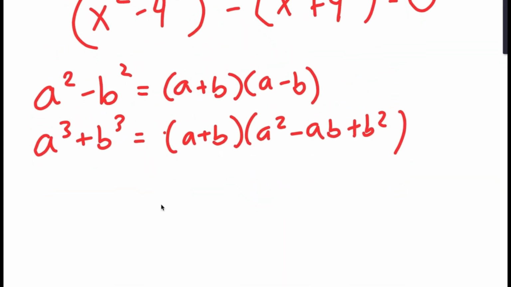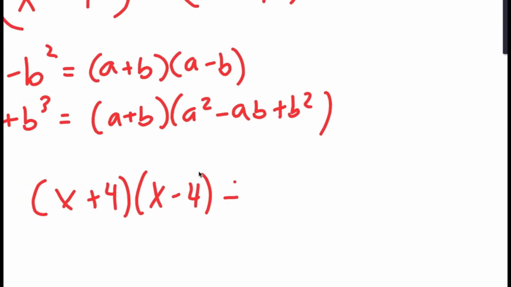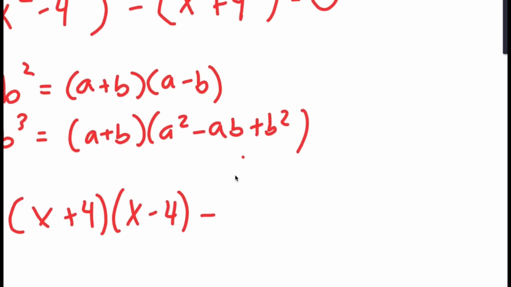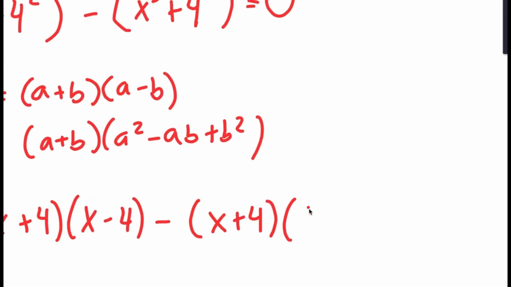So for x squared minus 4 squared, it's going to turn into x plus 4 times x minus 4. I have this minus a to the power of 3 plus b to the power of 3, or in this case, x to the power of 3 plus 4 to the power of 3, is going to turn into x plus 4 times x squared minus 4x plus 16.